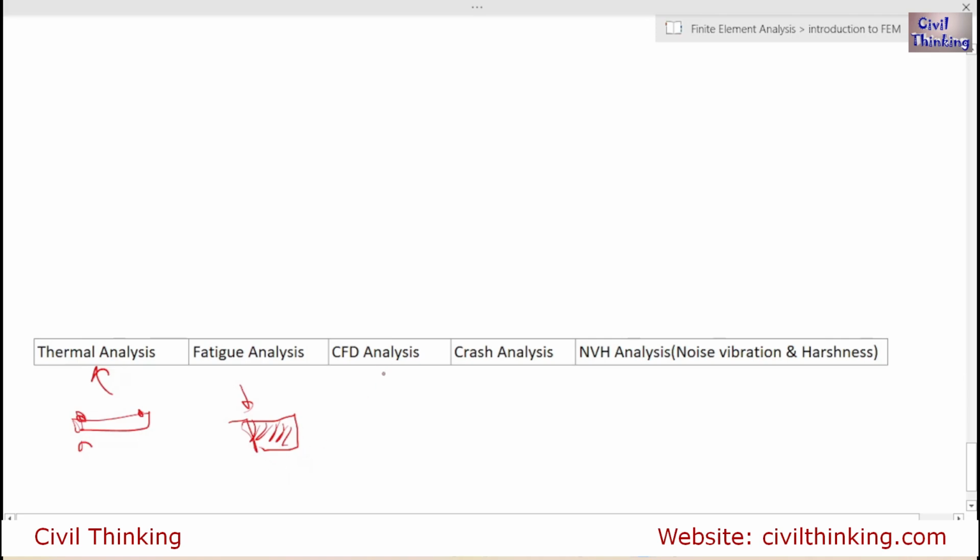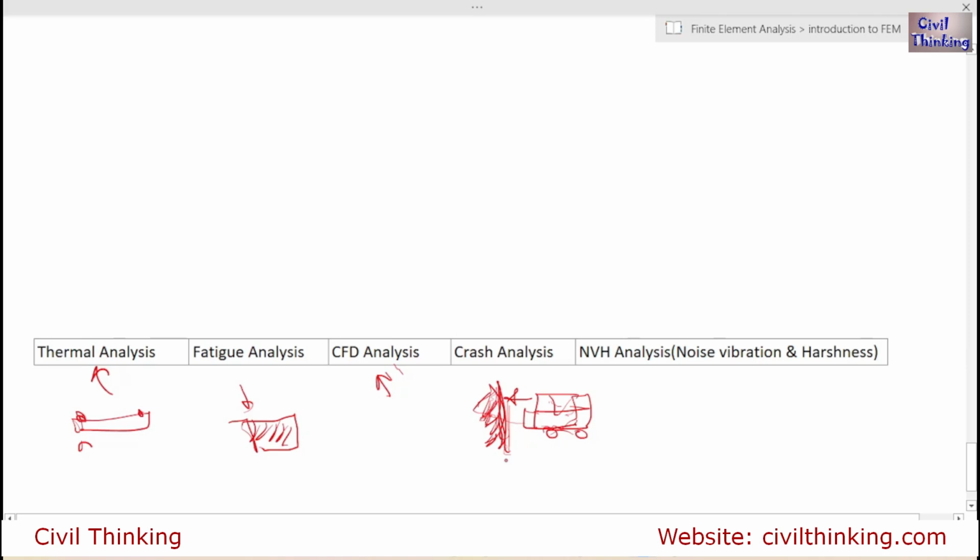Then we have CFD. CFD is computational fluid dynamics. So the fluid mechanics things: the velocity and the boundary conditions of the fluid, the shear stress, etc., everything related to the fluid. That is CFD. Then we have crash analysis. When you have a car, for example, and this is a wall, and it is moving like this, crash analysis covers when it strikes the wall.